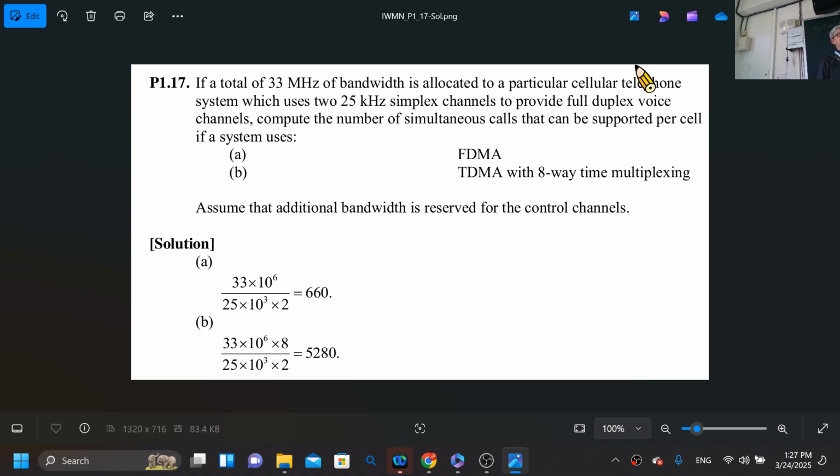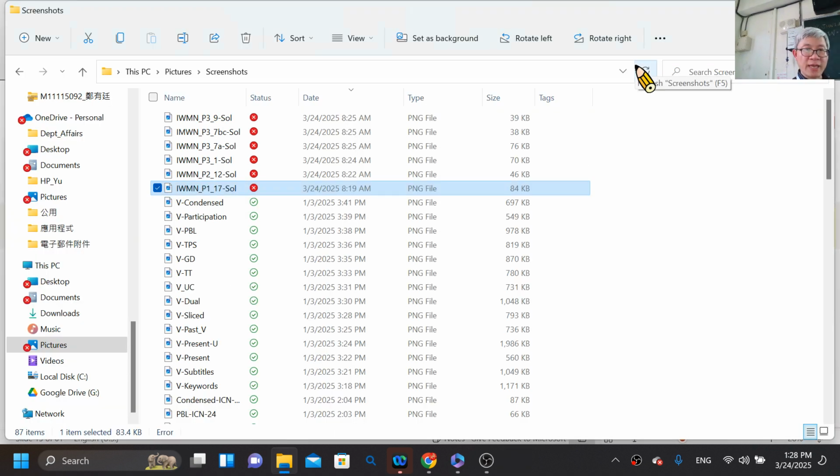Is it okay? All right. You can get back to check the video so you will have the answer. If you want to keep this easily, you can take a picture of the solution to problem 1.17. Is it okay? So no problem, then we move on to the next one.